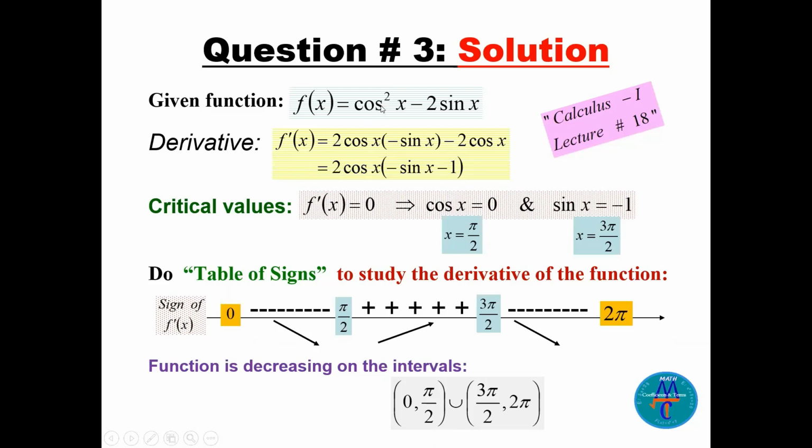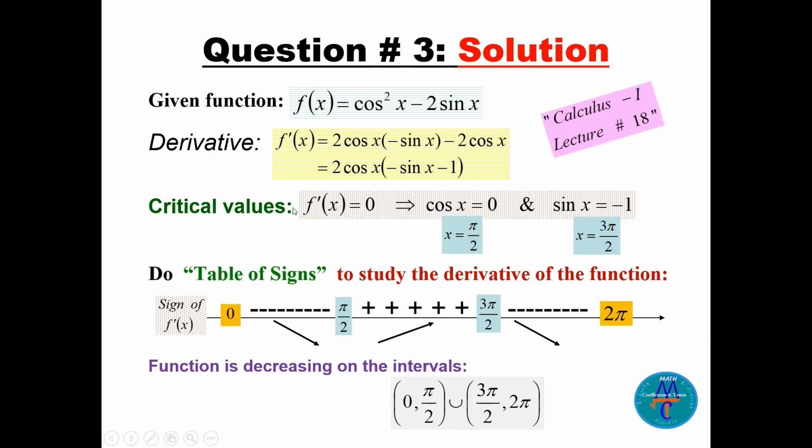The derivative of cosine squared of x will be 2 cosine of x times the derivative of the inside, which is cosine of x. The derivative will be minus sine of x. Here we have minus 2. The derivative of sine of x will be cosine of x. So I can take 2 cosine of x as a common factor. Inside, I will have minus sine of x minus 1.